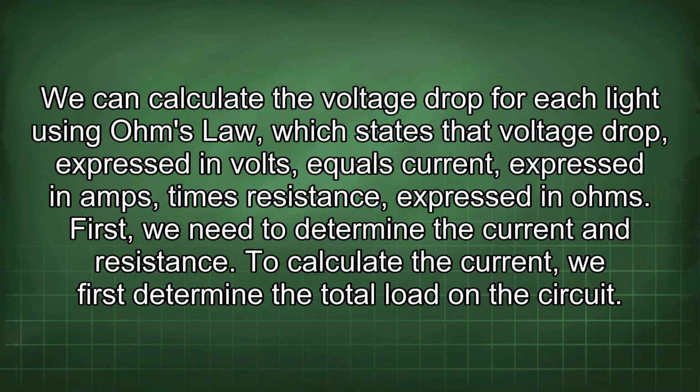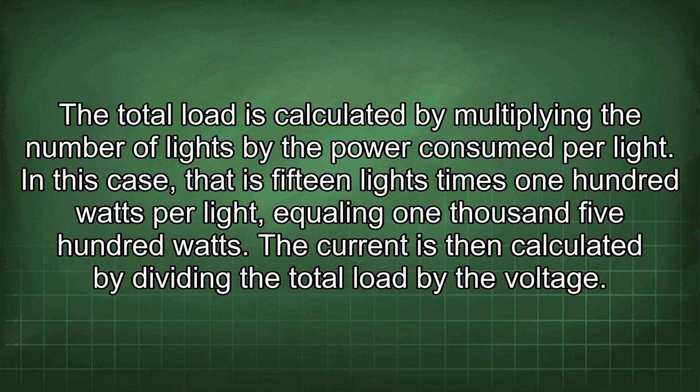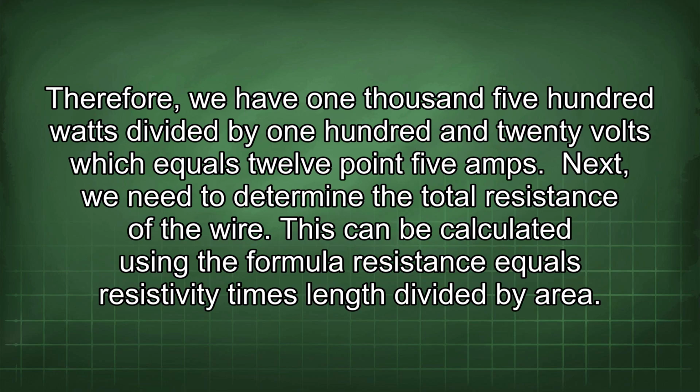To calculate the current, we first determine the total load on the circuit. The total load is calculated by multiplying the number of lights by the power consumed per light. In this case, that is 15 lights times 100 watts per light, equaling 1500 watts. The current is then calculated by dividing the total load by the voltage. Therefore, we have 1500 watts divided by 120 volts, which equals 12.5 amps.